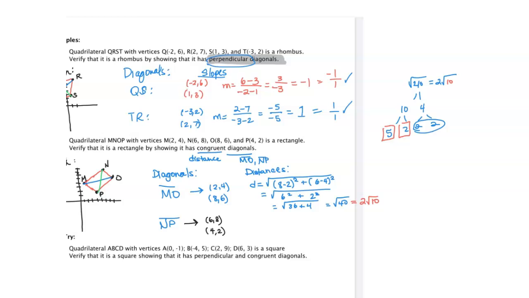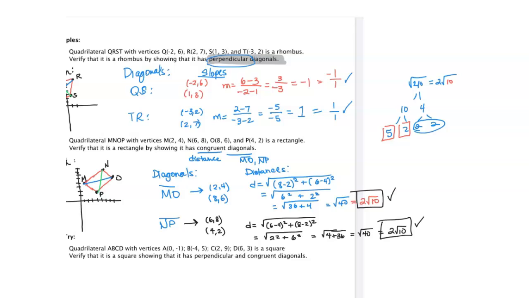Okay, so next we have the distance for NP. So that's D equals the square root of 6 minus 4 squared plus 8 minus 2 squared, which gives us 2 squared plus 6 squared, which is equal to the square root of 4 plus 36, which equals the square root of 40, which also breaks down to 2 times the square root of 10. So as you can notice, the distance for MO is 2 times the square root of 10, and the distance for NP is 2 times the square root of 10.